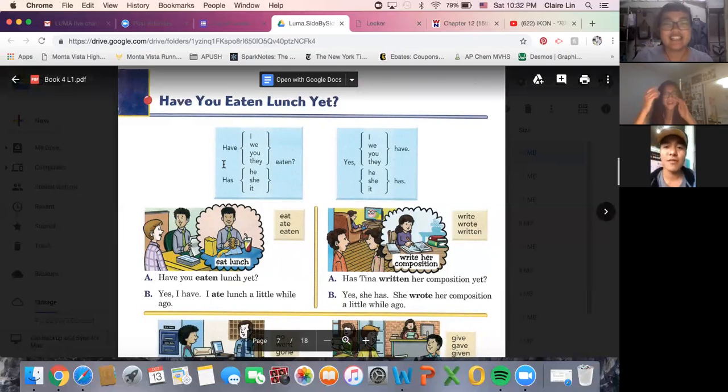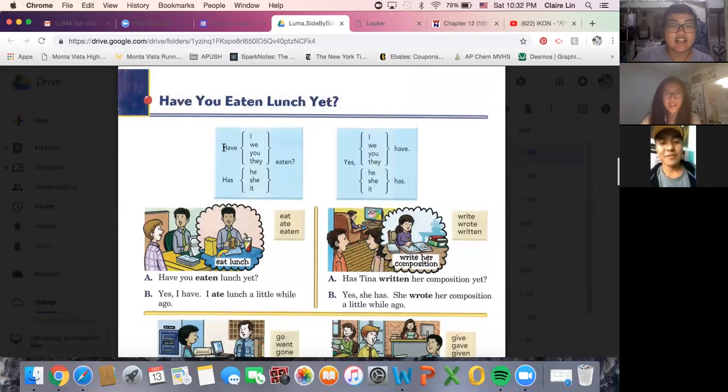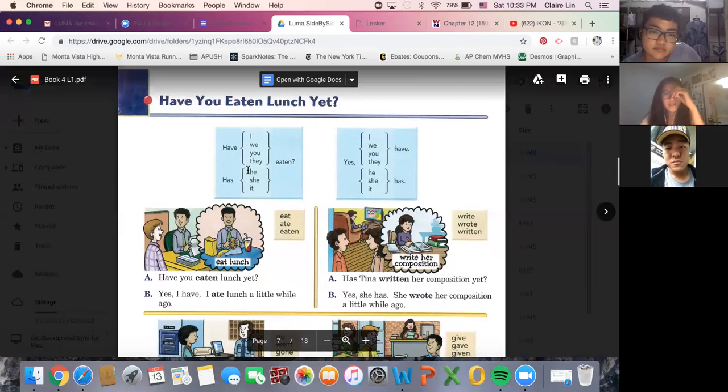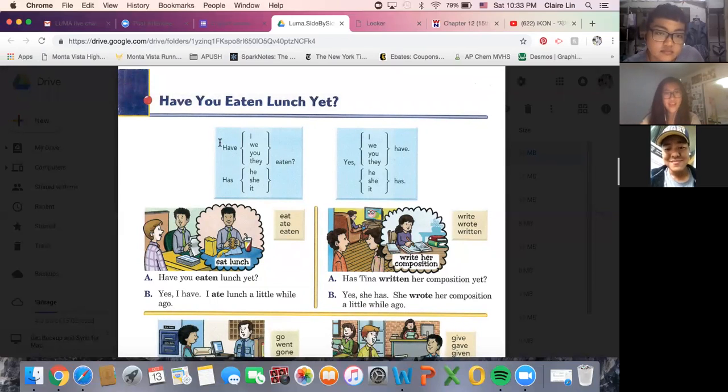But it's practicing basically this type of sentence structure. Have, and then subject, which is I, we, you, they, he, she, it, and then something in past tense. So in this case, it uses the example of eat, which is changed to eaten. And then the answer would be yes or no, and then subject, I, we, you, they, have, or has. Depending on the subject, you use has or have. So I, we, you, they, you use have because you need to match the plural one plus the singular one together. You guys have learned that before, right?